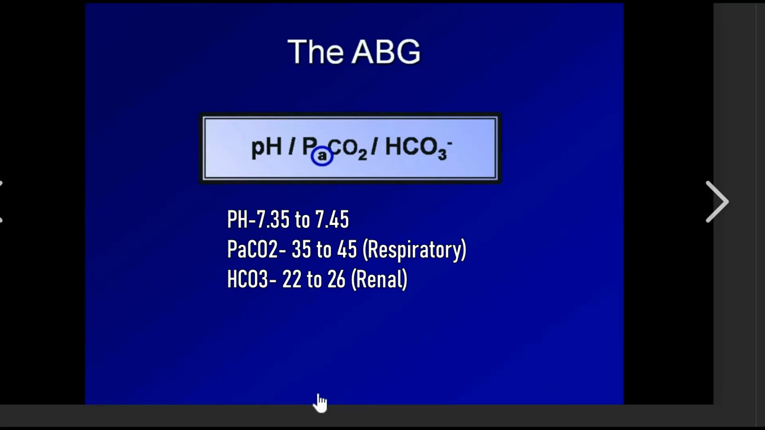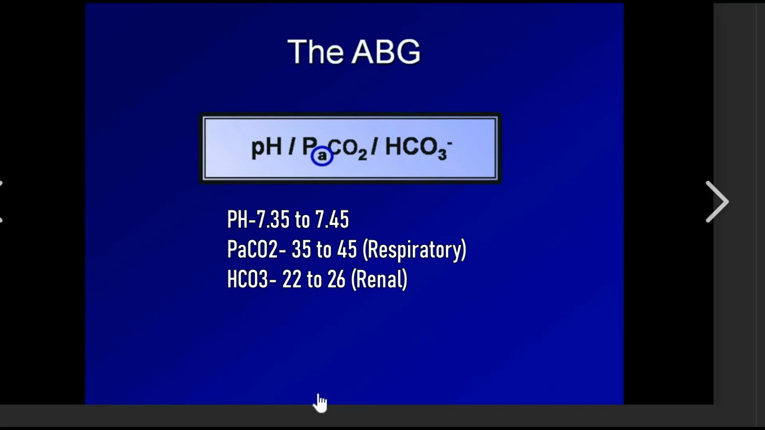So once more, pH is 7.35 to 7.45. PaCO2 is 35 to 45 and bicarb is 22 to 26. pH indicates whether the blood is acidotic or alkalotic. PaCO2 is regulated by the respiratory system, whereas the bicarb is regulated by the kidneys.